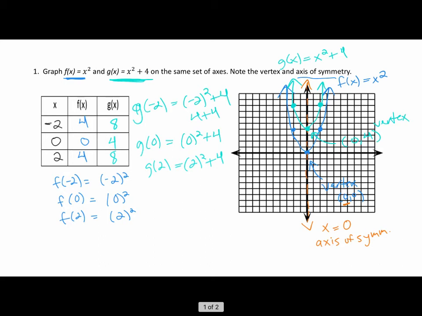And what about our axis of symmetry? It's going to be the same vertical line because x is still 0 for the vertex. So different vertices. The x squared plus 4 is shifted up 4 units, but the same axis of symmetry for both of these.